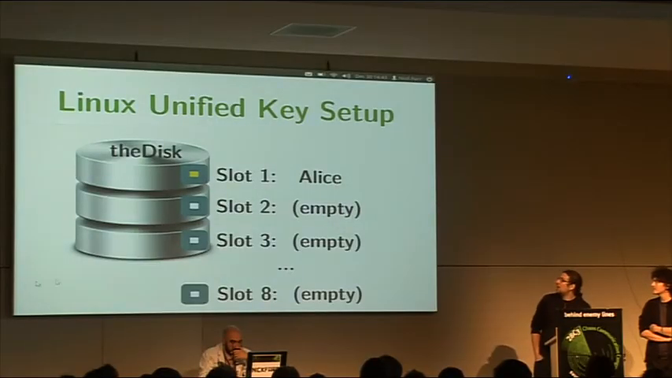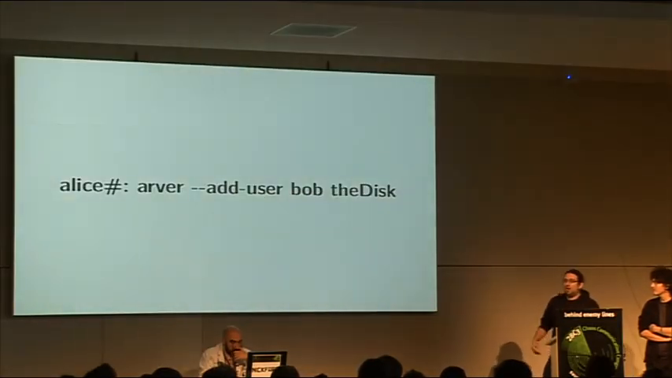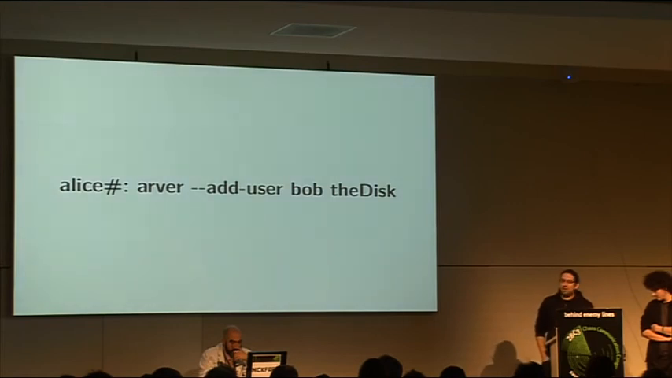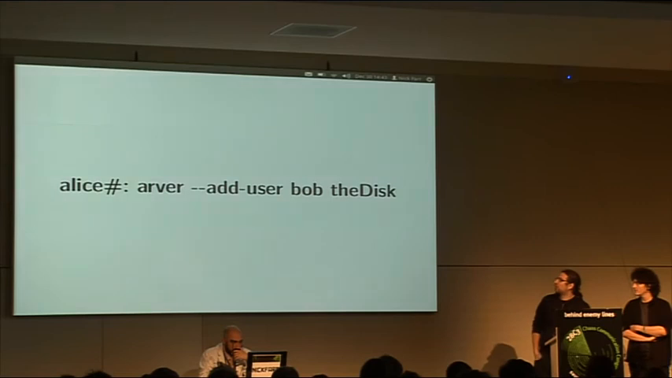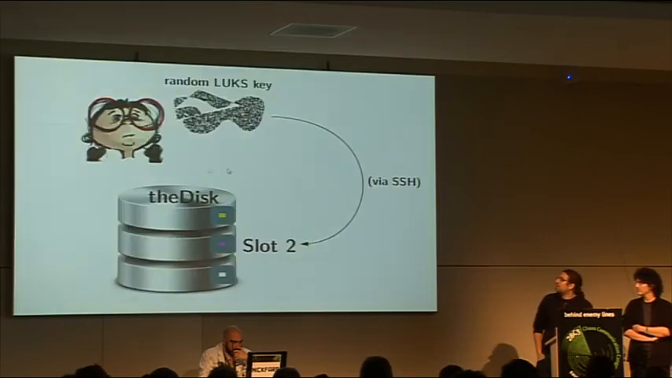Next slide. So if Alice wants to add access for Bob, she types arver add user Bob and the disk. And then Arver will add and will generate a new key. Next slide. We'll generate a random LUKS key and put that key into Bob's slot.